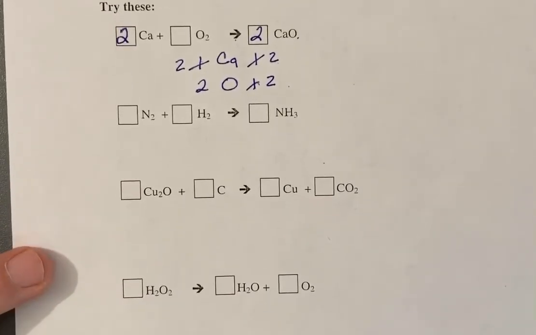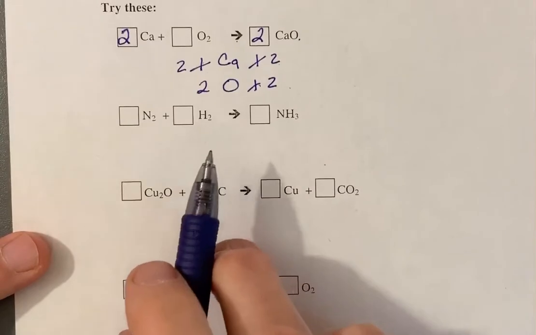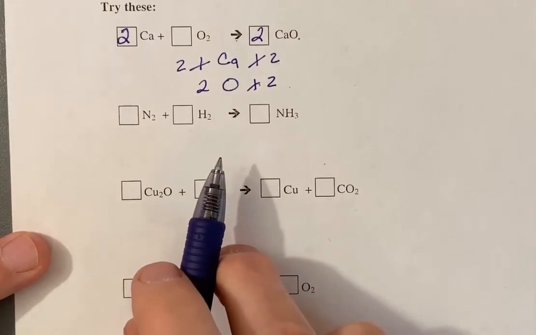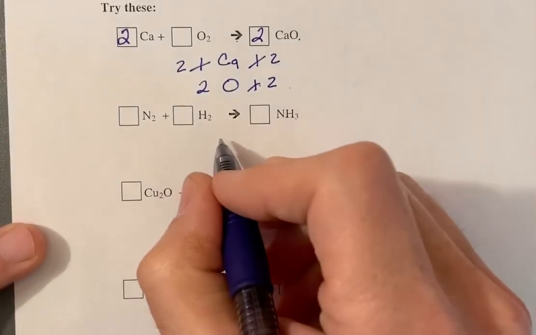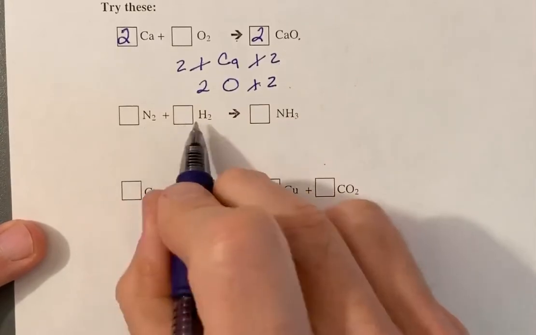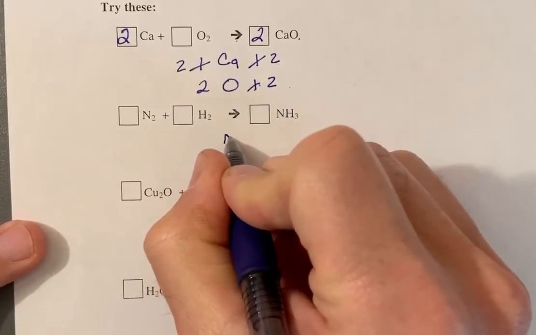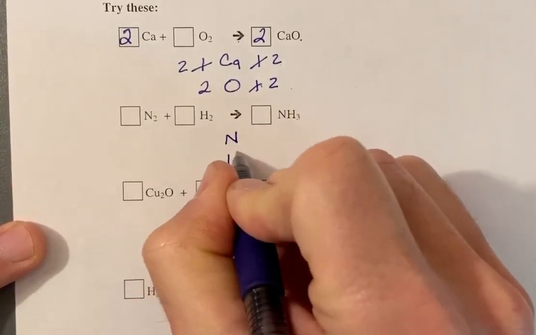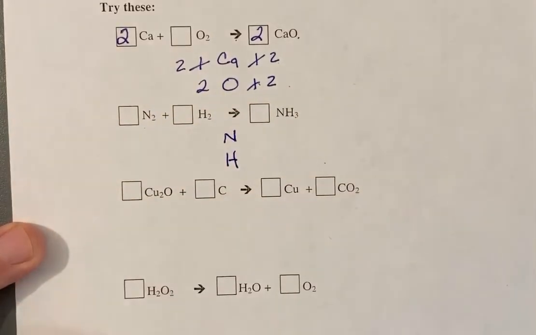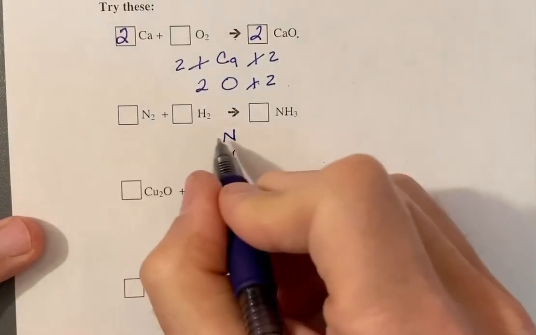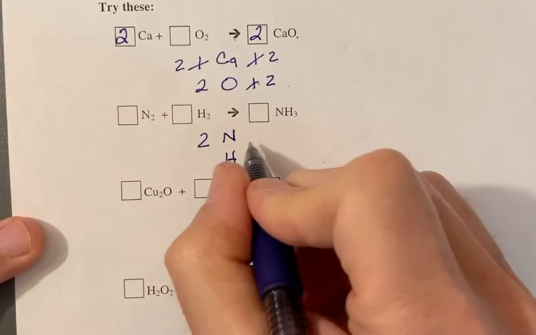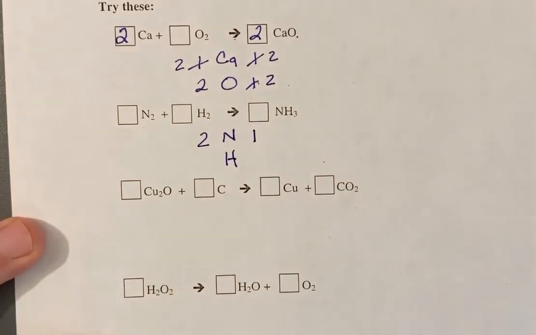Okay, as we slide down, you can pause this one. All right, so now let's look at the next one. So this one we have 2 elements also. We have nitrogen and hydrogen. Okay, so we have 2 nitrogens on this side. We have 1 on this side.